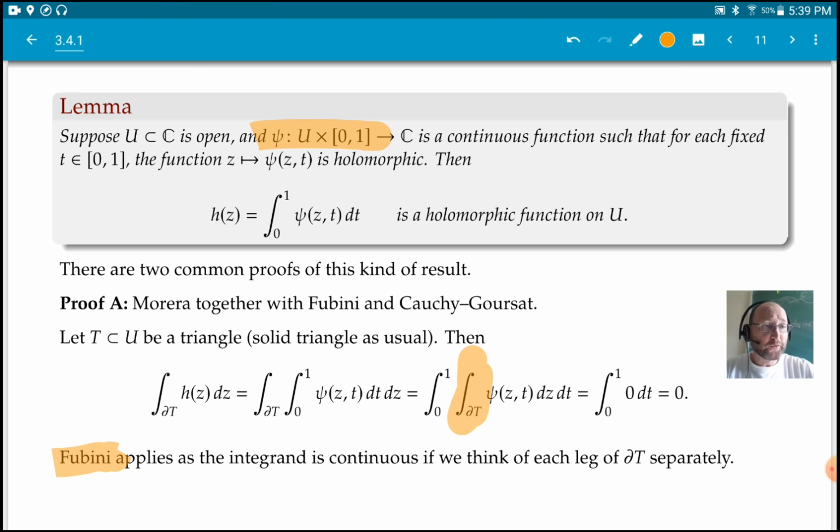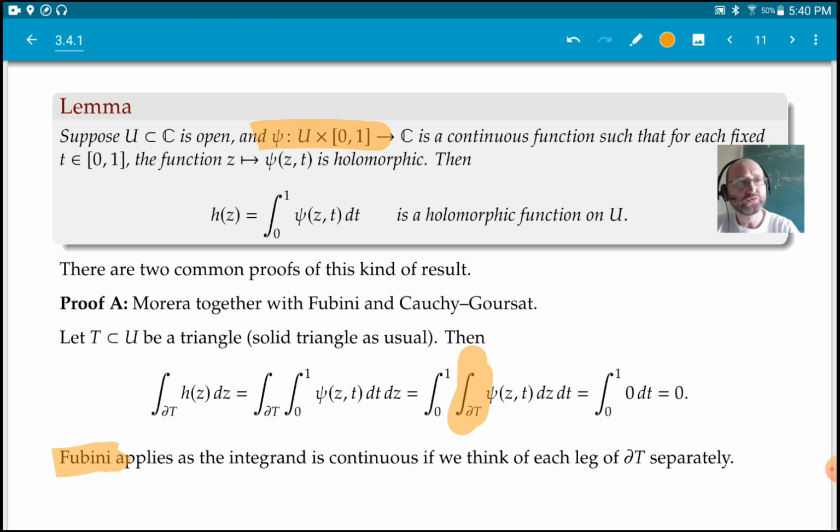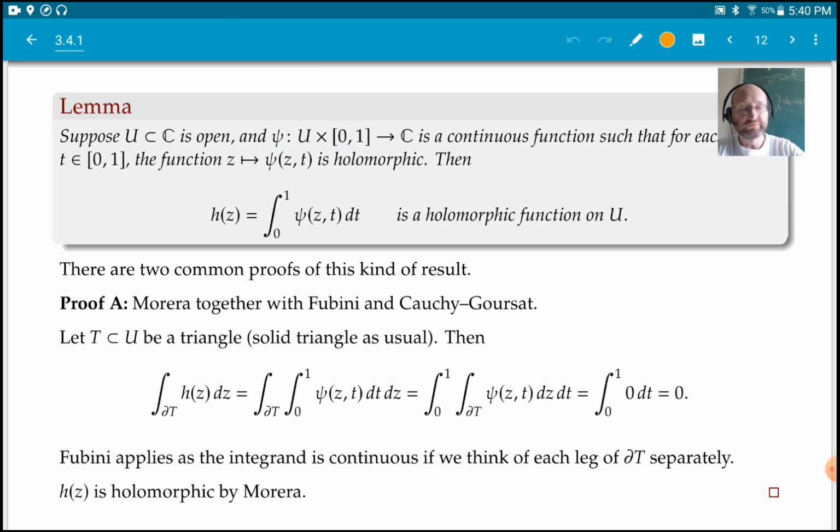But in this case, we're fine. It's a continuous function. So, all right. Now we apply Morera, and we get that H is holomorphic, right? So that's proof A. That's the easier proof. That's the one that you don't have to check too much for.